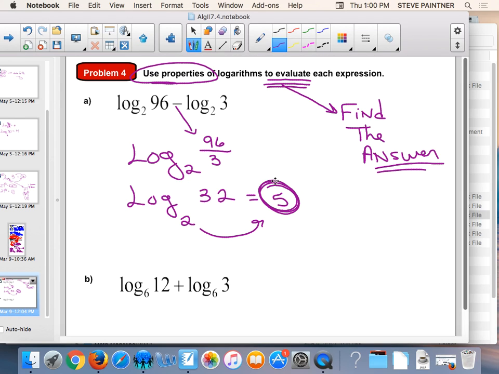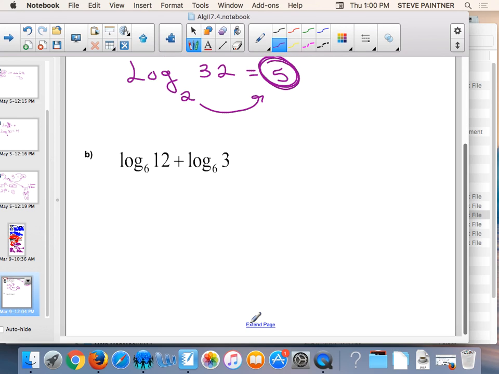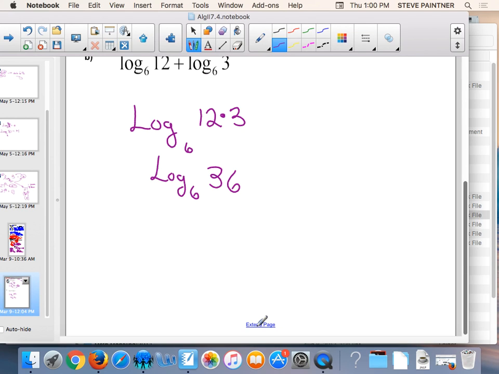Okay, this one down here. I see addition. Addition goes with 2 logs added can become 1 log as long as you multiply, right? Log base 6 of 36. Answer, 6 to what? 6 to the second is 36. 2's the answer, just 2.